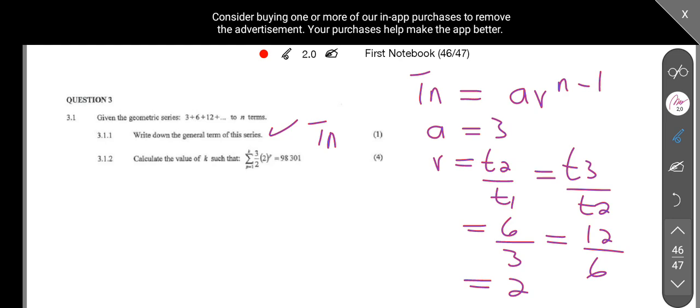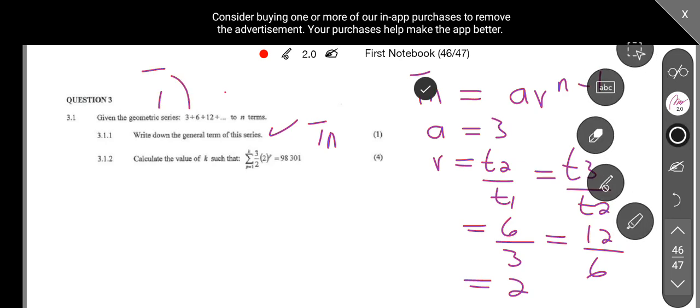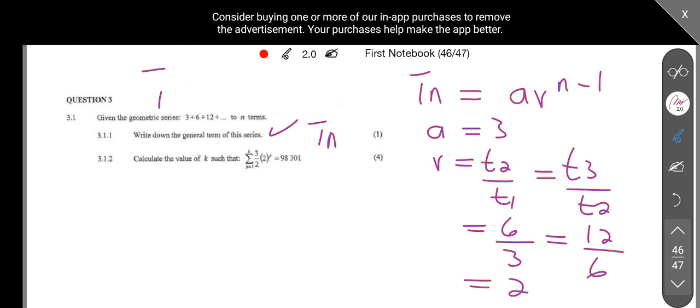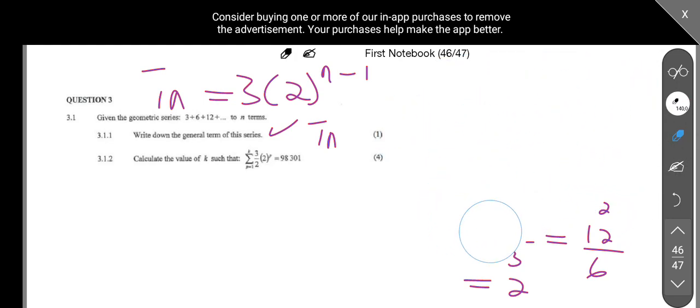This means that our ratio is equal to 2. And we can say that, therefore, the general term is given as Tn is equal to a, which is 3, multiplied by 2 to the power of n minus 1. And that is the general term. I hope it is clear. So, we're going to move to the next question.